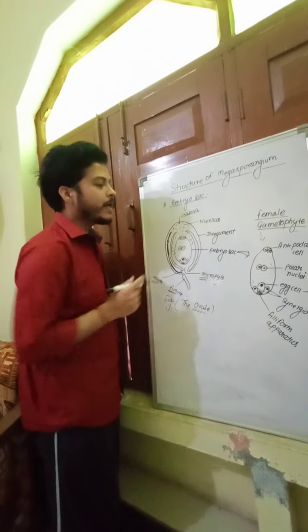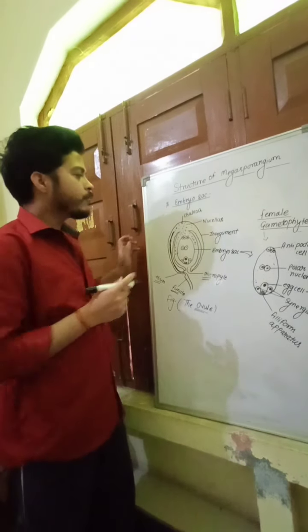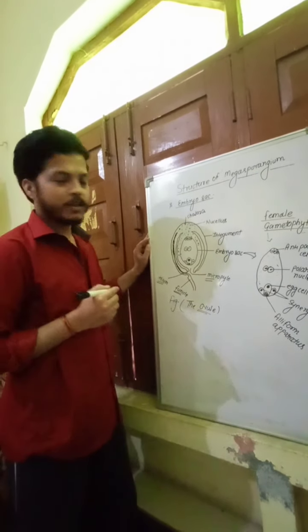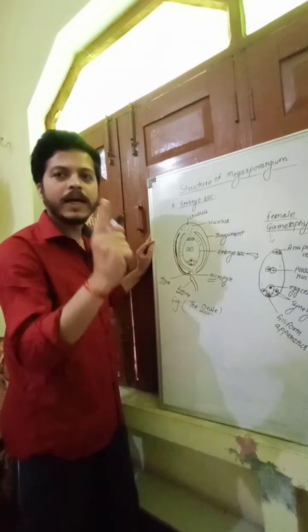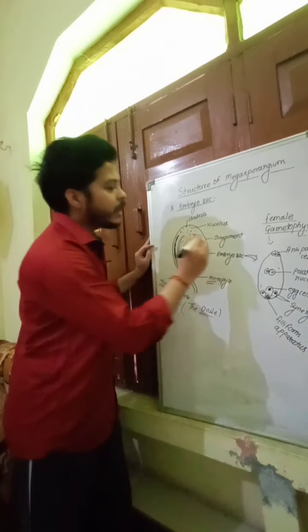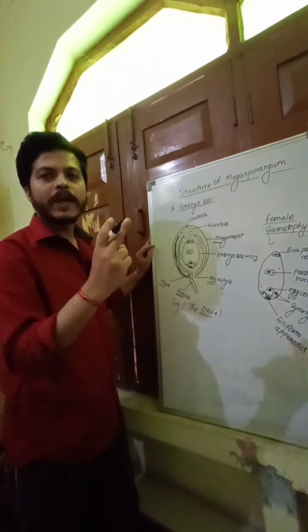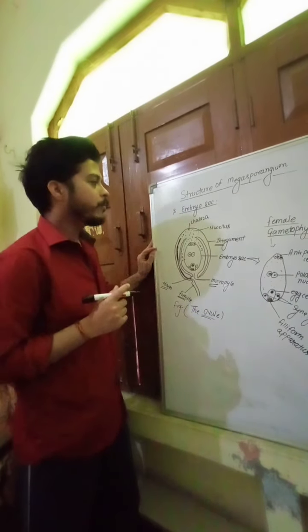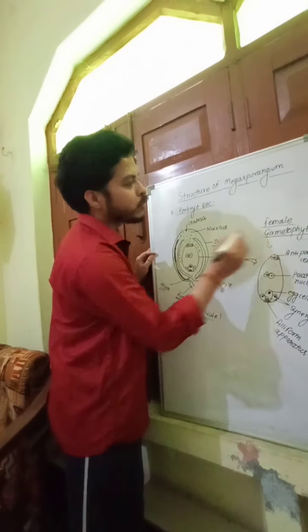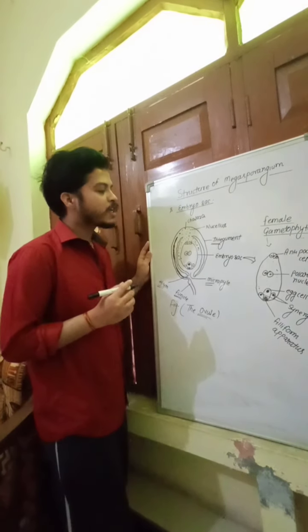Then integument is an outer wall that covers the nucellus. If the integument is a single layer, it is called unitegmic. If the integument is two layered, that is called bitegmic. Very important.